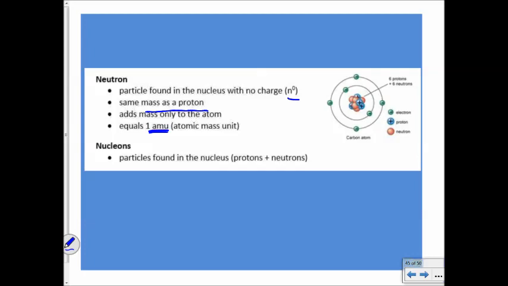And one other quick term that you might see occasionally, we don't use it that often, is nucleon. Nucleon's basically just talking about what's in the nucleus. Always in the nucleus are the protons and the neutrons, never the electrons. The electrons are always in the cloud.